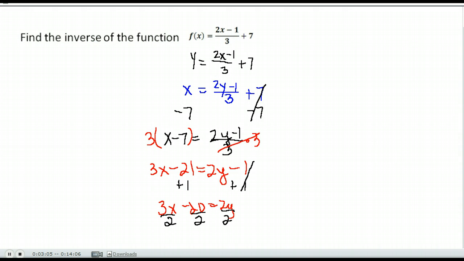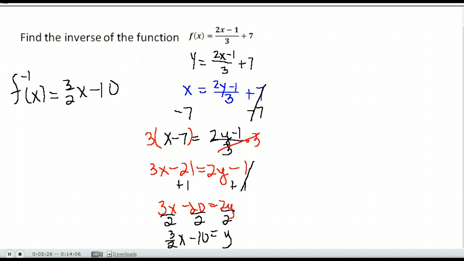Okay, and again, you can write that as 3x minus 20 over 2, or in this case, what we've done is separated into 2 parts. So we'll have 3 halves x minus 10. And then we want to write that as an inverse. So instead of y, we're going to write f with a negative 1 as our exponent of x equals 3 halves x minus 10. Okay? And the only reason that I wrote the f inverse on the left instead of the right is just because that's the typical way that we see it.